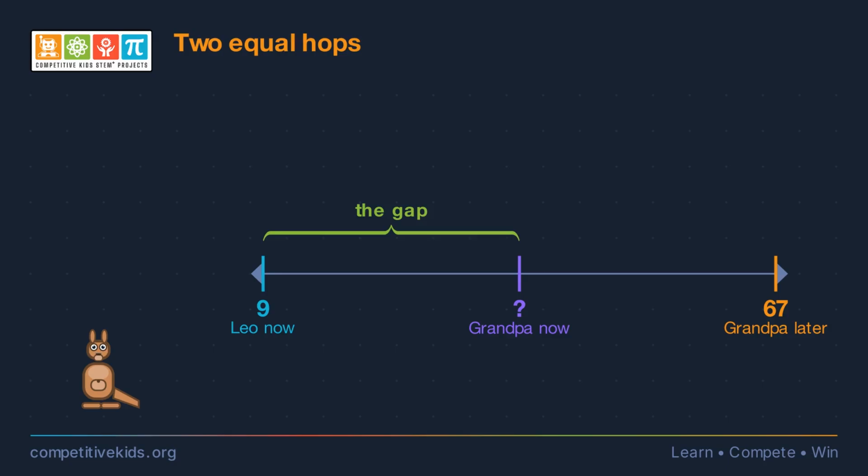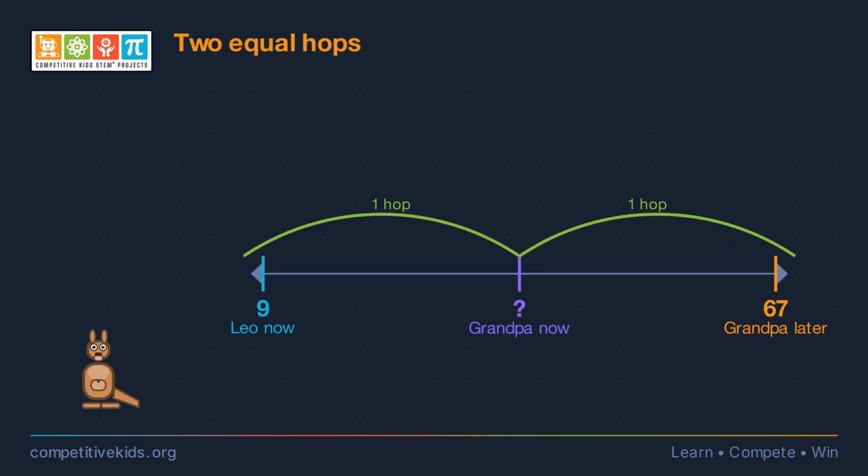Watch me hop. The first hop goes from Leo today up to Grandpa today. The second hop goes from Grandpa today up to 67. Look closely. Both hops are exactly the same size because each hop is one age gap. So the whole stretch is crossed in 2 equal hops.